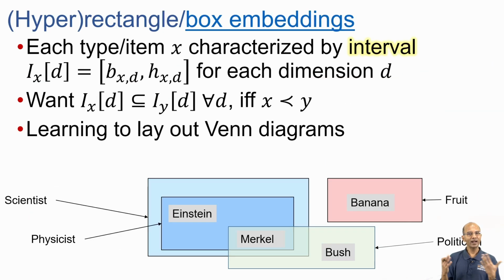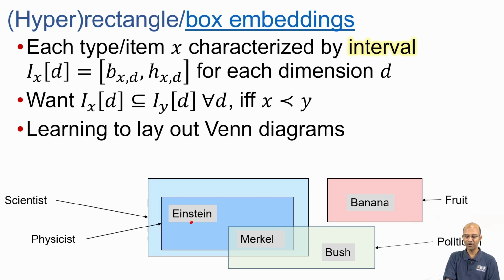These rectangles will be in high dimension, d dimensions, so we can call them hyperrectangles or boxes, box embeddings. Each type or item x will now be characterized by an interval for each dimension. So the item x or the type x will be identified by b_x,d and h_x,d, the base and the height of x in dimension d. Okay? And type to type containment will be characterized by interval containment in all dimensions. This is like laying out Venn diagrams using rectangles.